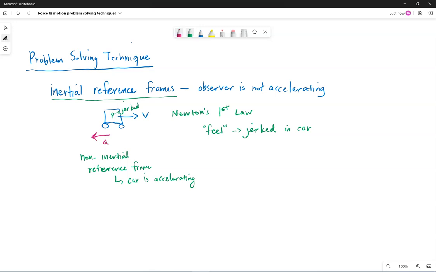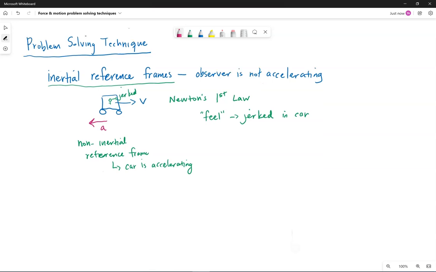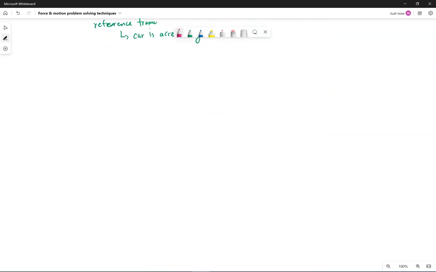When it comes to actually relating force to motion, that's going to be Newton's second law, where the acceleration is equal to the net force over mass. Objects accelerate because of the net force acting on them. Whether we write it and leave it as a equals net force over mass, or say the net force equals mass times acceleration, either way is totally fine.